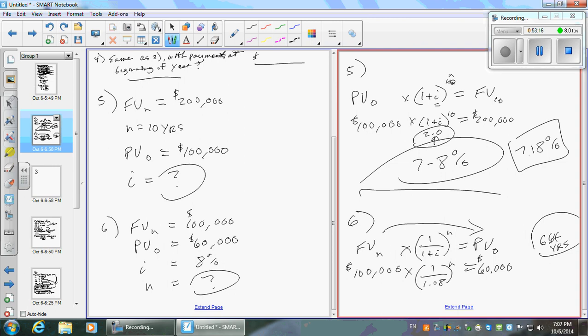Take 100 and divide it into 60. What's your factor? It's 0.6. So I'm looking for 0.60 as a factor. Can you find that one?